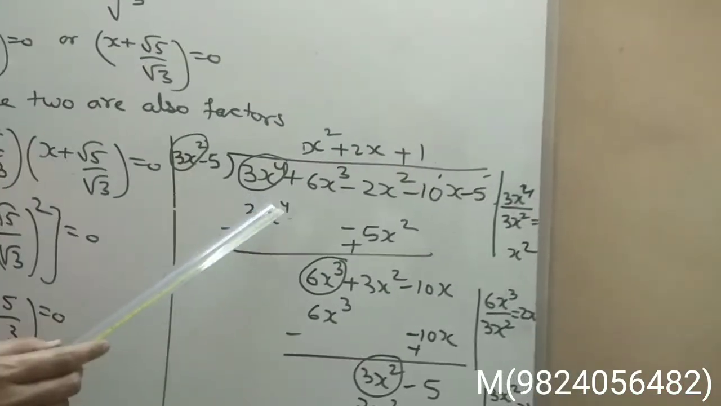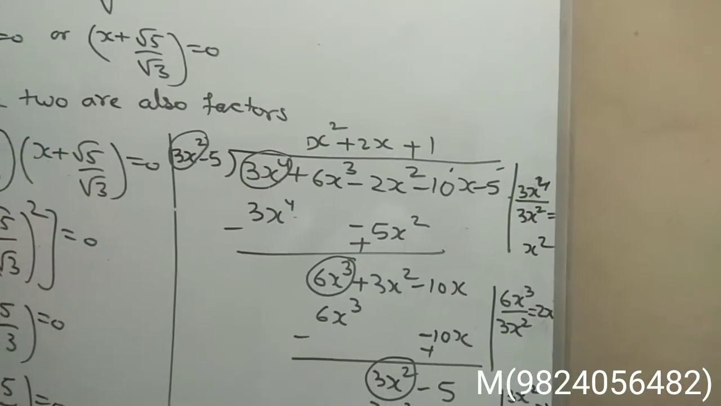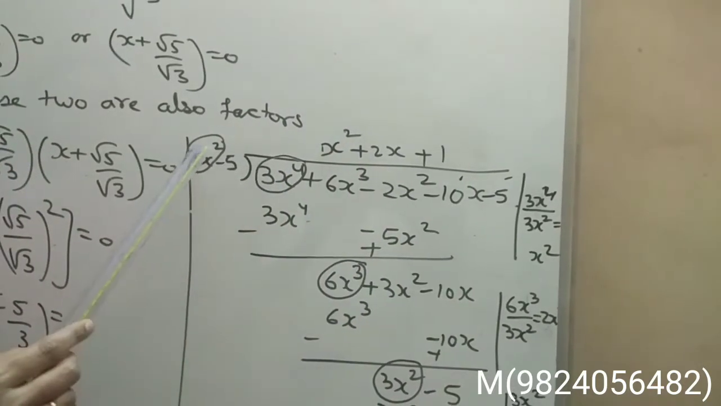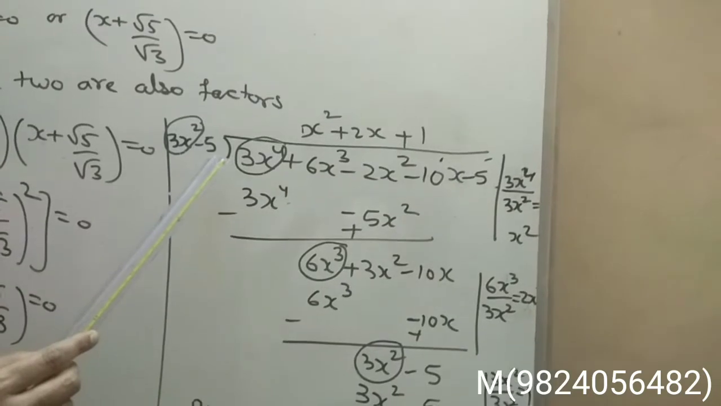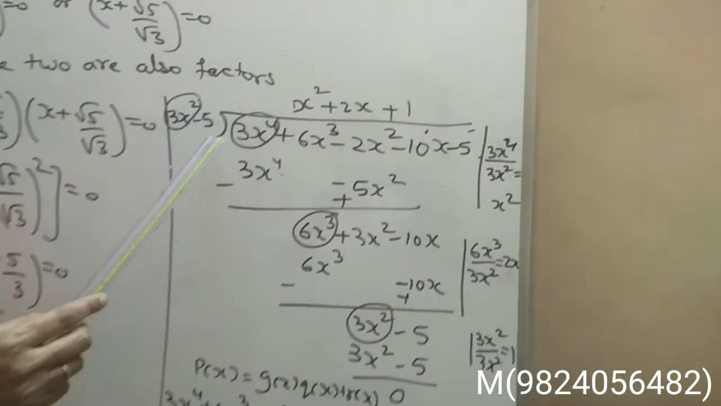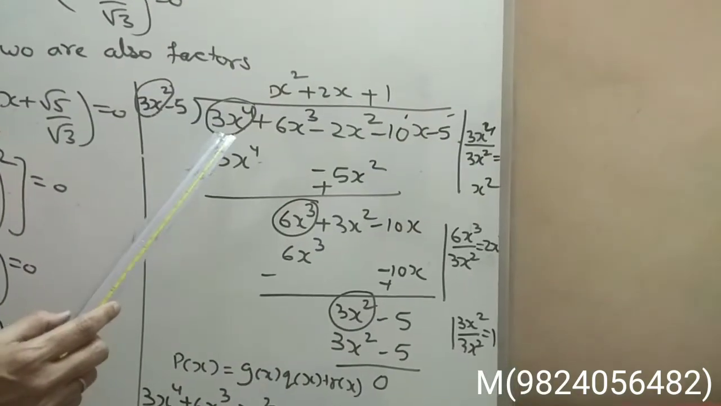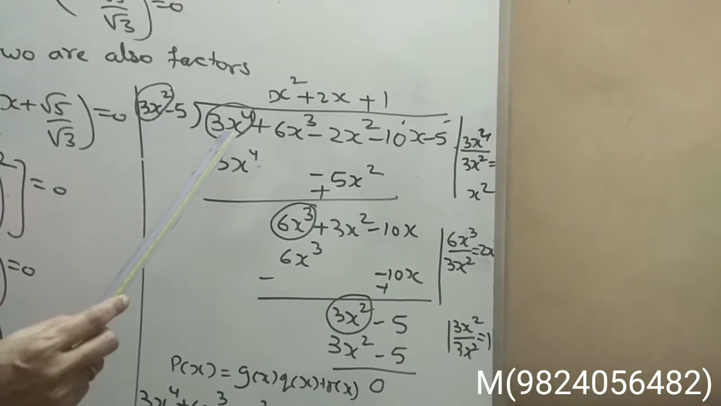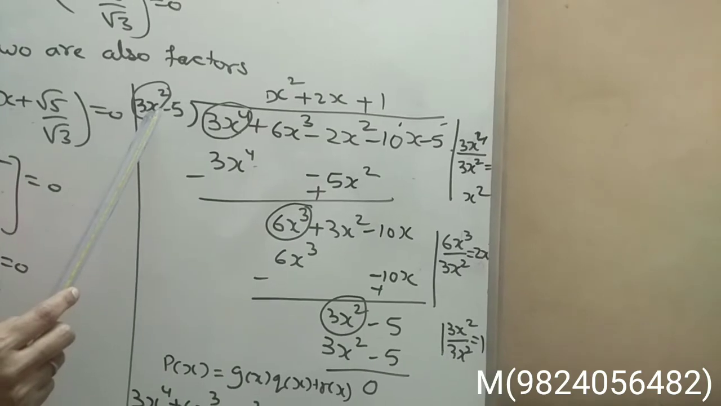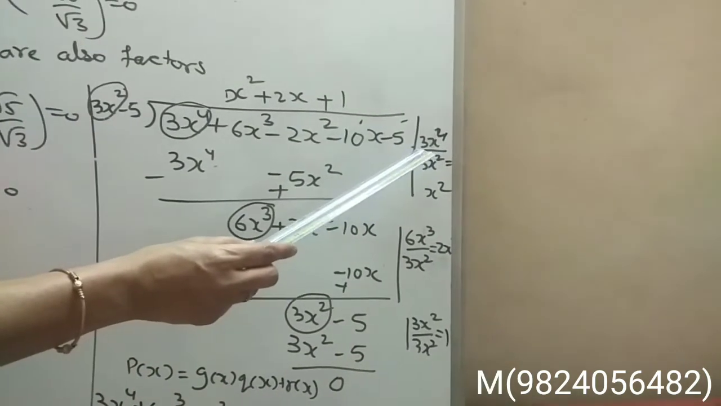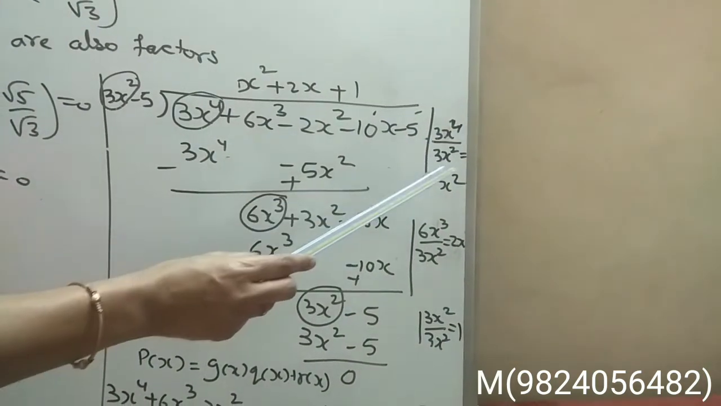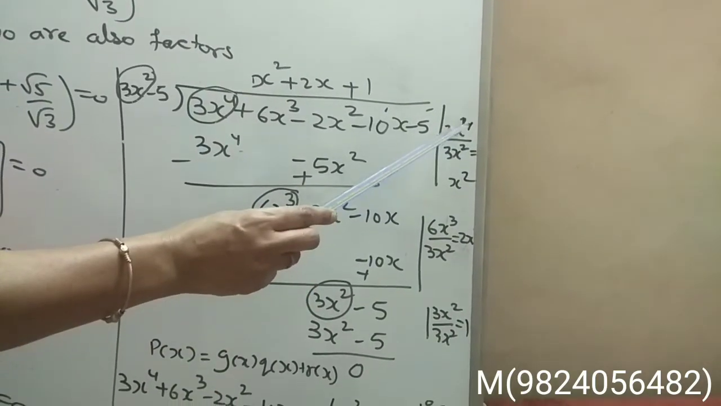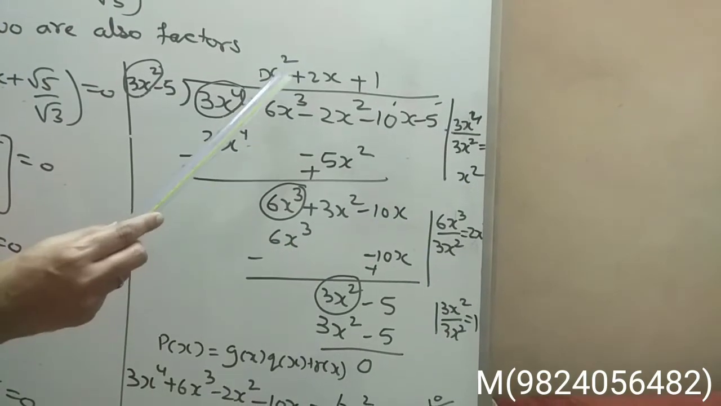The polynomial which is given in the question here, we are taking it and dividing by the factor which we have obtained, 3x square minus 5. This is the initial division as we have done earlier. So the first term should be divided by the first term. The first term here is 3x raised to 4, which should be divided by 3x square. Here I have done a rough calculation for you. 3x raised to 4 divided by 3x square, the answer is only x square. 3 cancels, so only x square I have written over here.